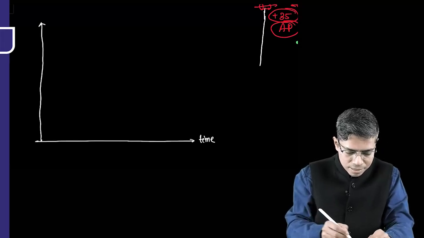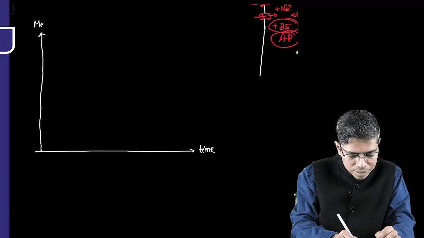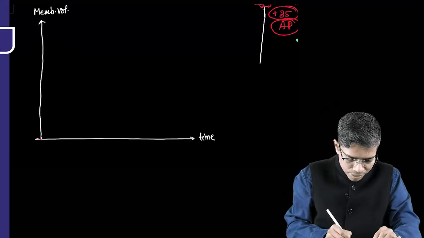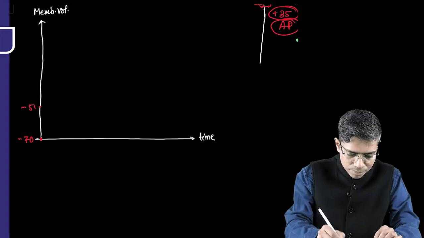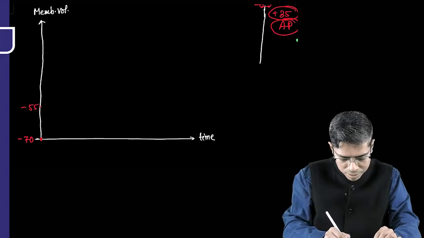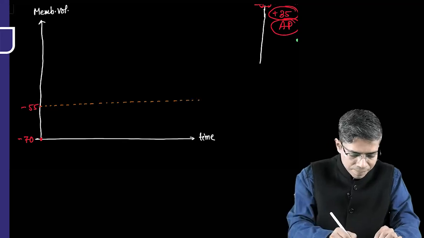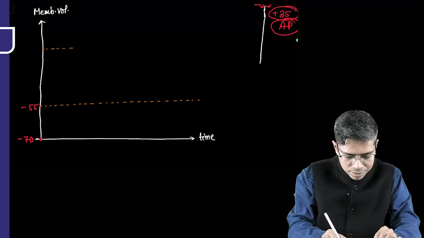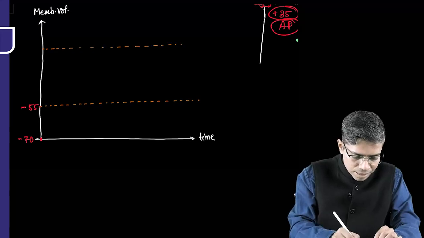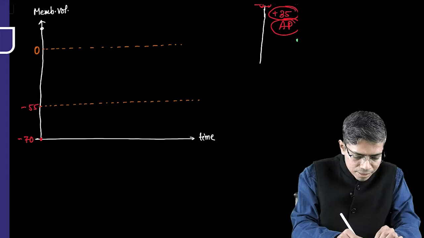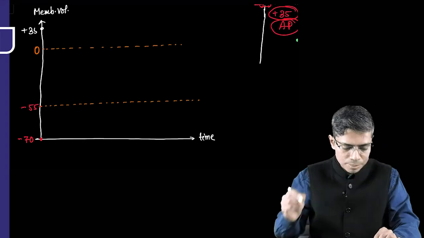This is the y-axis. It is nothing but the membrane voltage axis, right? So this part is minus 70 millivolt. This is minus 55 millivolt. All of you know the importance of this minus 55, that is the threshold voltage, right? And this is 0 voltage, that is the ISO voltage, and above 0 another point I am giving, that is plus 35 millivolt, right?